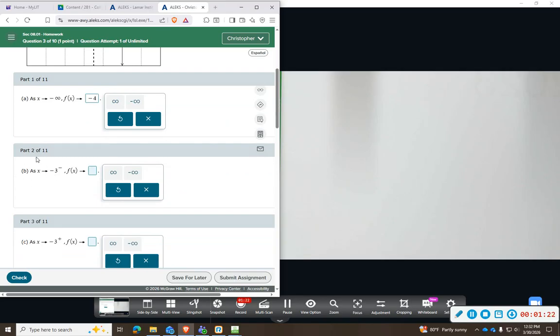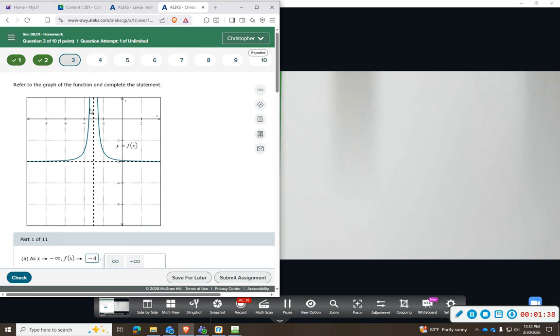Then part 2 says as x goes toward -3, and then there's this little negative up above it. So this says as x goes toward -3, this is from the left. So -3 would be, I guess, right about here, as this graph is going toward -3 from the left side, because there's two sides, the left and right. So as we get closer and closer to -3 from the left, this graph looks like it's going up and up and up without bound. It's going to continue to go up. So this means it is going toward positive infinity.